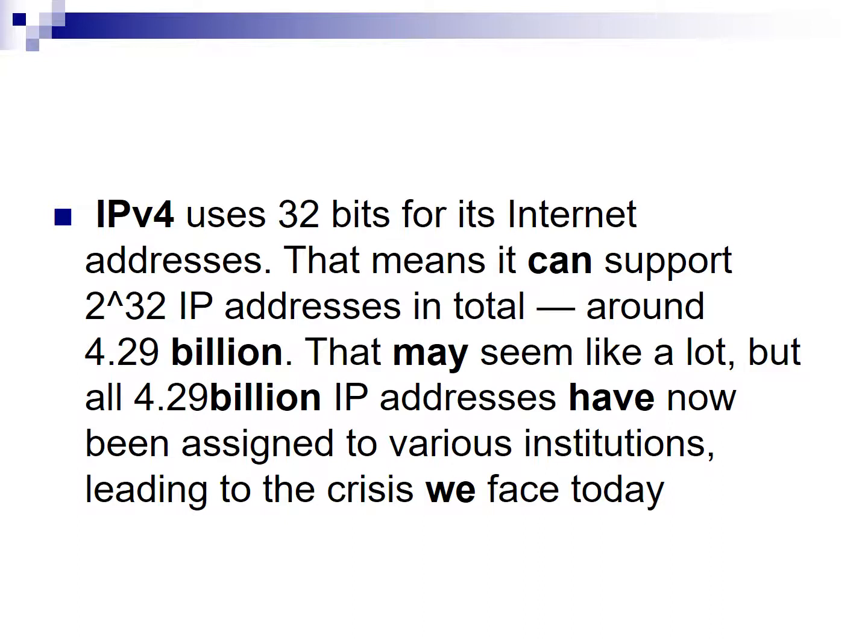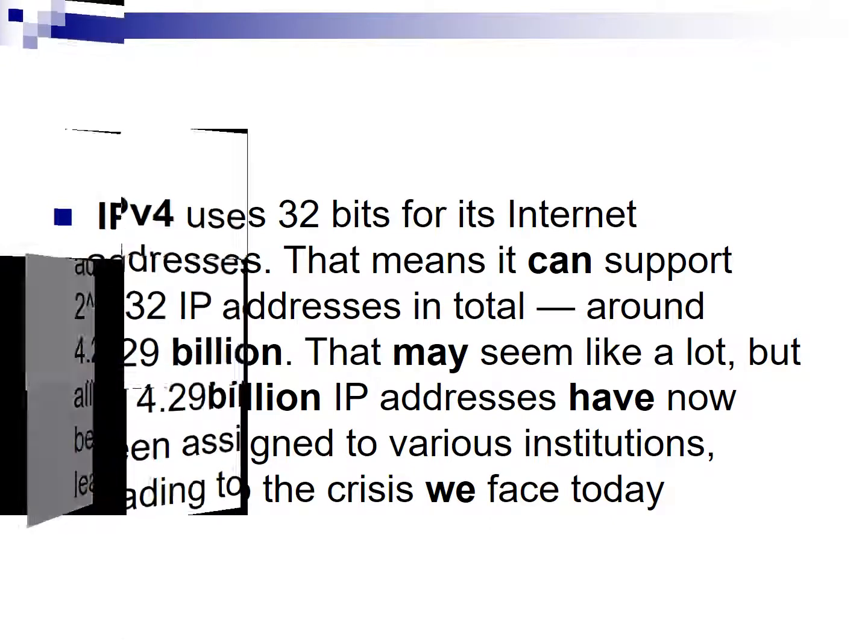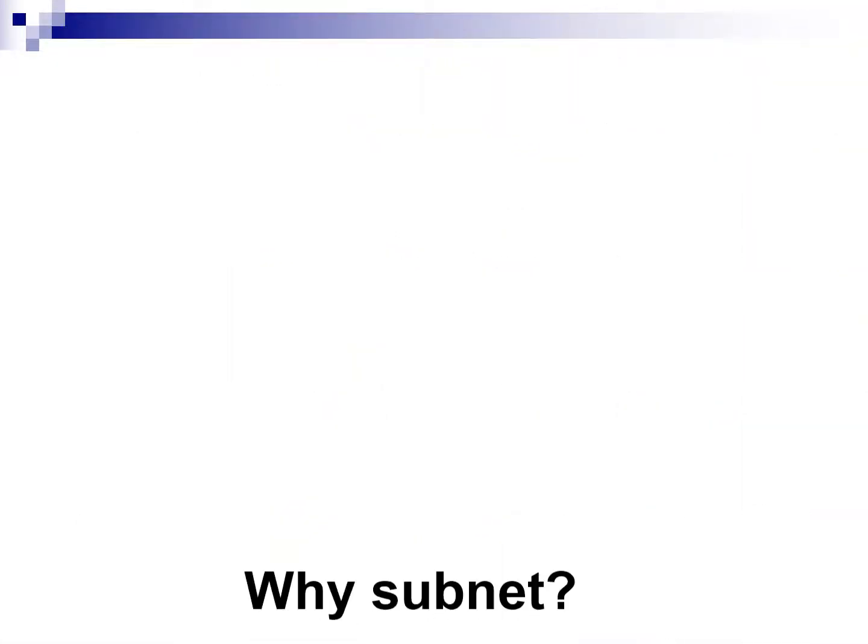So IP version 4 uses 32 bits for its internet protocol. That means it can support about 4.29 billion addresses. And that may seem a lot, but all of those 4.29 billion addresses have already been assigned to various institutions, leading to the crisis we face today.